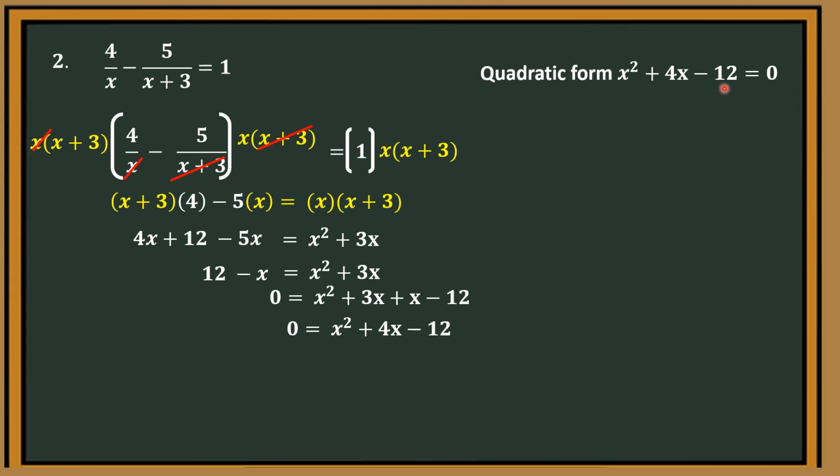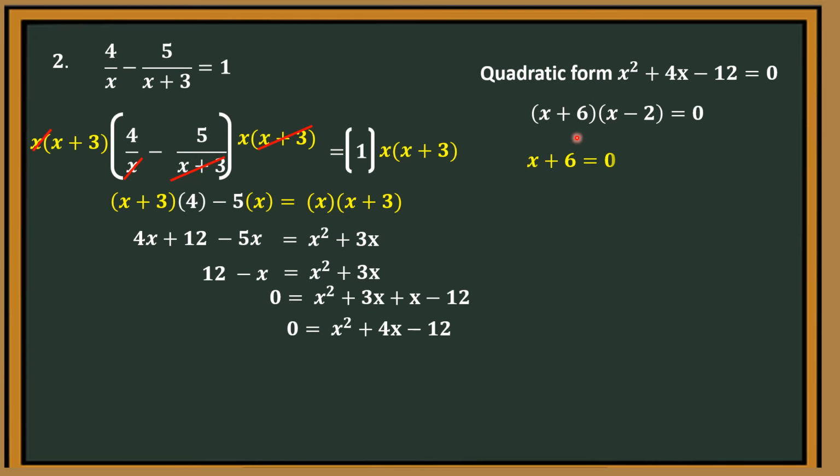Factor ng negative 12 na ang sum niya is positive 4. Try natin ang positive 6 and negative 2. So, positive 6 times negative 2, that is negative 12. And then, get the sum, positive 6 plus negative 2, positive 4. Therefore, ito na ang factors niya.